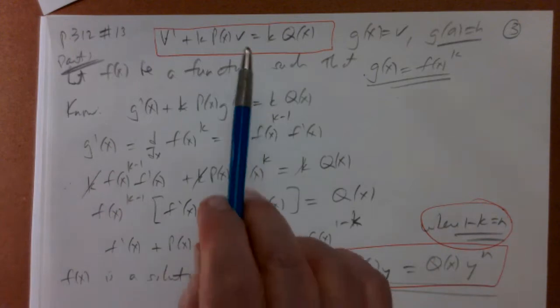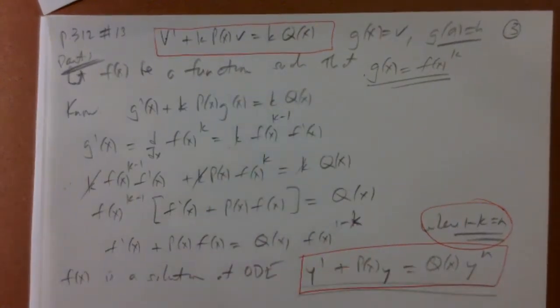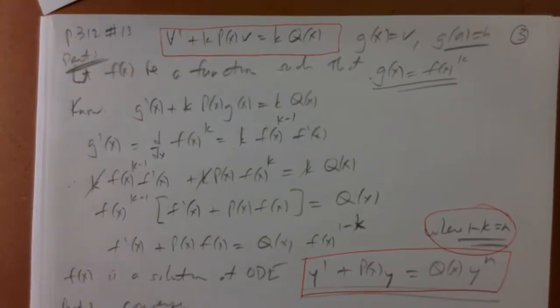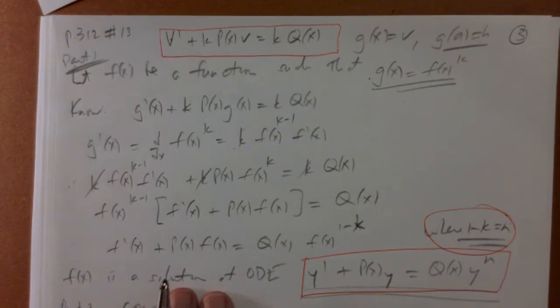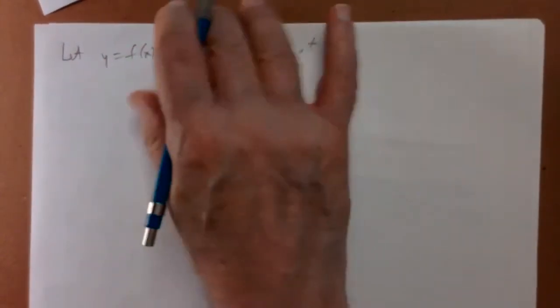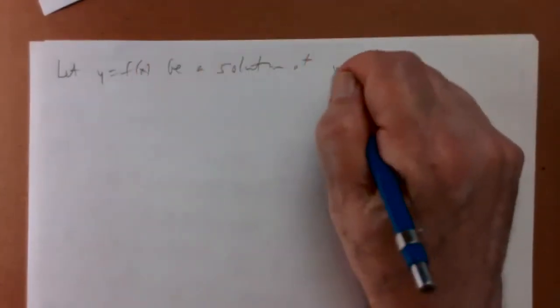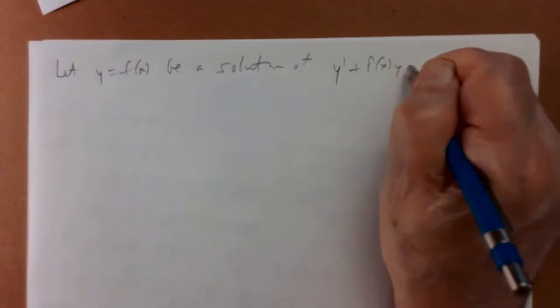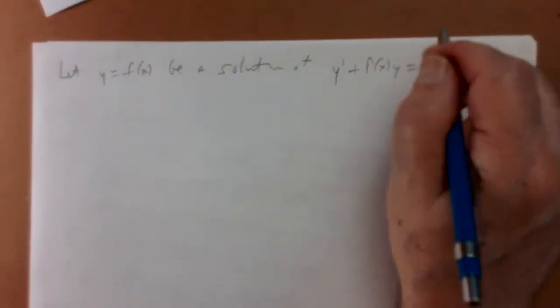So if you have a solution of this differential equation, then you get a solution of this one. And part 2 is the converse. So just take a clean piece of paper for that. Suppose we let y equal f of x be a solution of the differential equation y prime plus p of x y equals q of x y to the n.